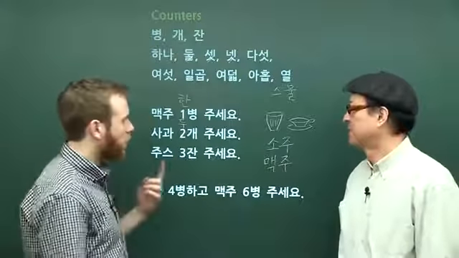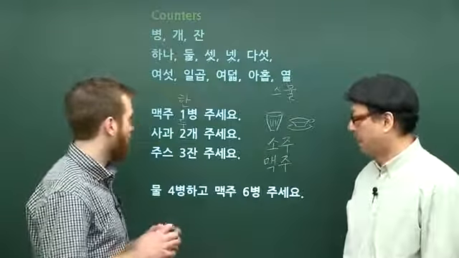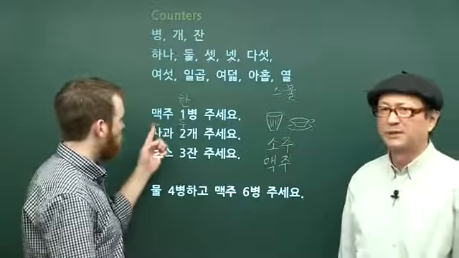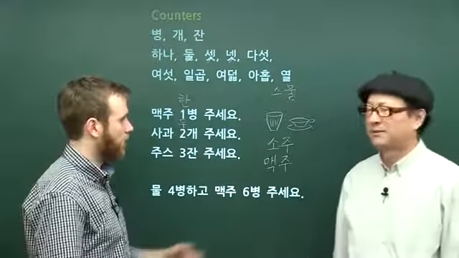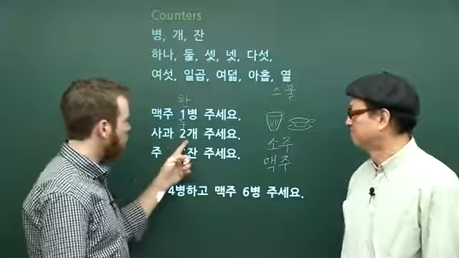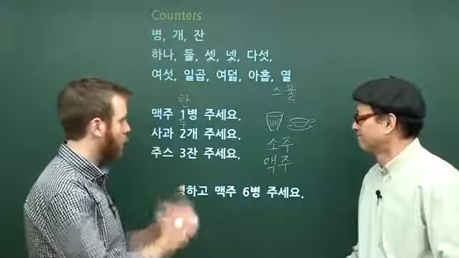In the first one, I'm asking for 1 bottle of beer. Right? Again, the word order is very important here. So I'm not saying 1 beer, please. I'm saying beer, 1 bottle, please. Literally. Same thing here. Apple, 2 of them, please. Or 2 apples, please.